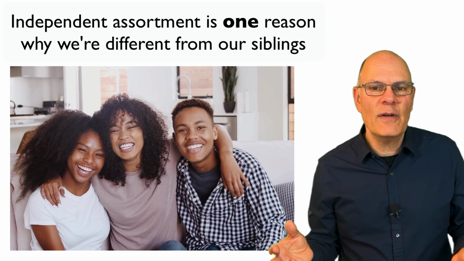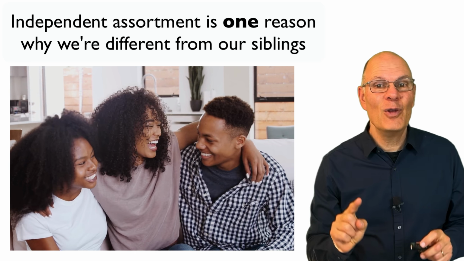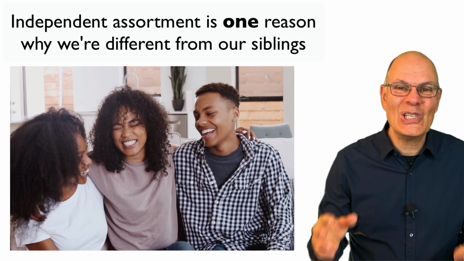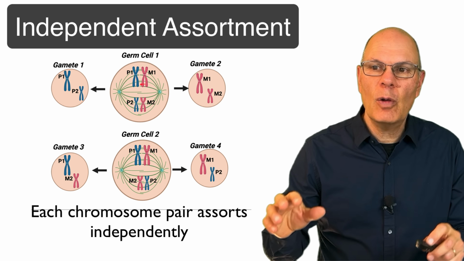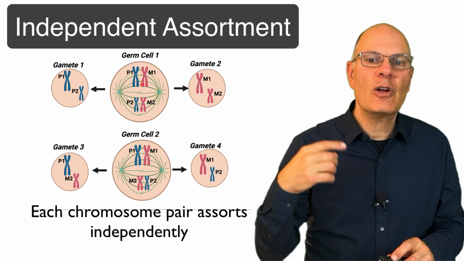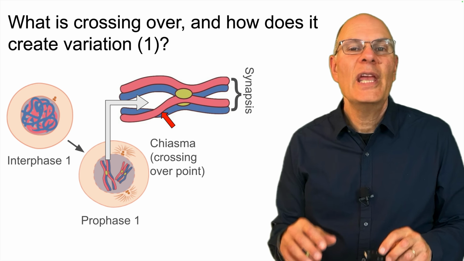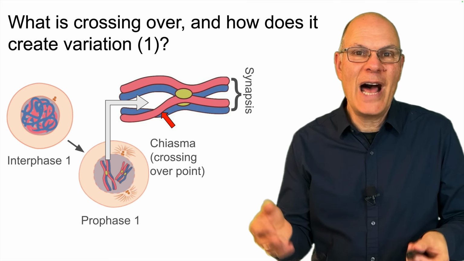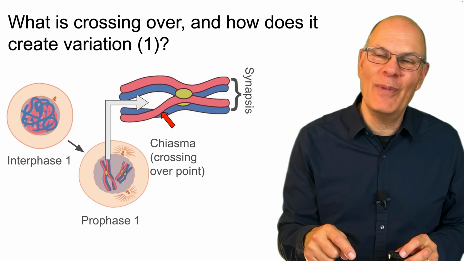You ever wonder why you're different from your siblings? This is only one of the reasons why. That's why meiosis is so phenomenal. So this is independent assortment. What every chromosome does is independent of every other chromosome pair, and that creates tremendous diversity in the offspring. Independent assortment is a phenomenal engine for creating diversity, but there's yet another one in meiosis.